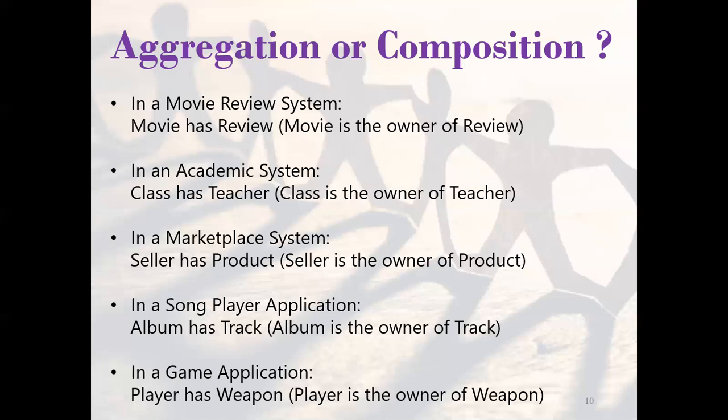Okay, sir. All right. Catherine again. Song player, album has track. Album is the owner of track. Should this be aggregation or composition? I think composition. Correct. Because the track is inseparable from an album. Last one, I guess, game application, player has weapon, player is the owner of a weapon.